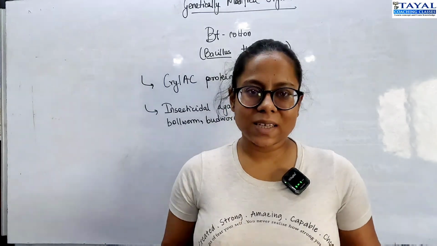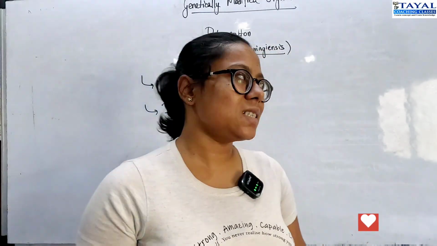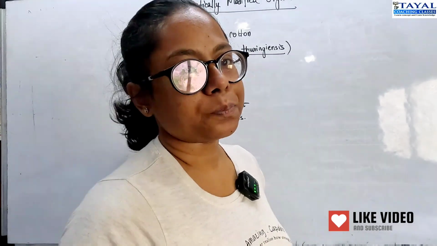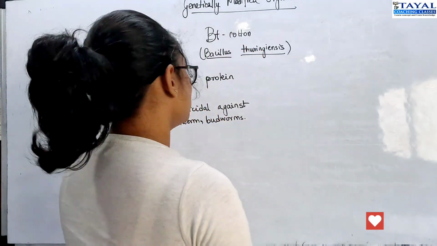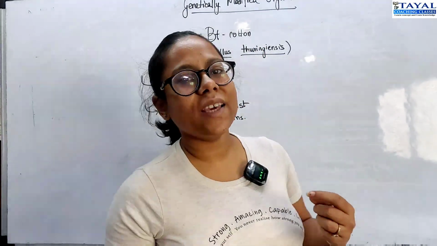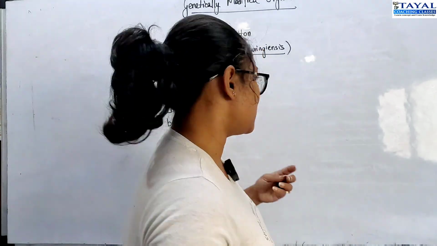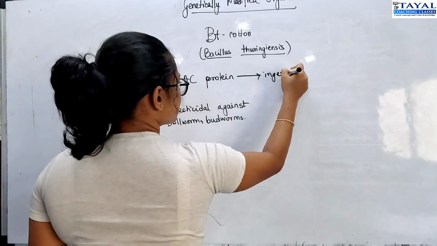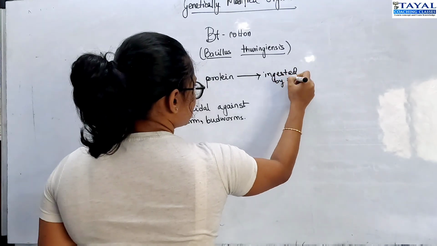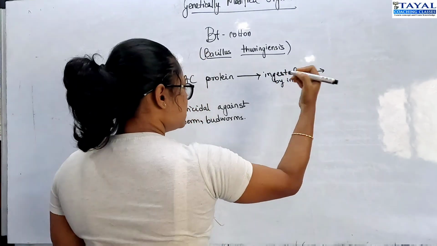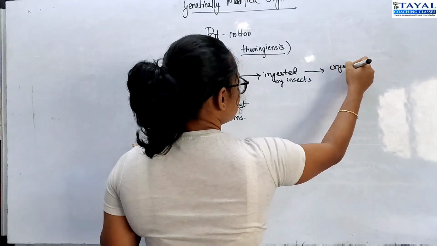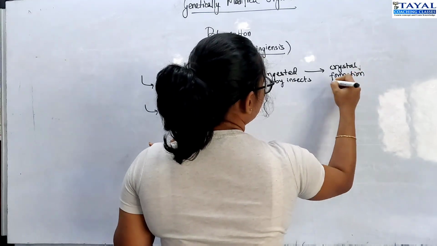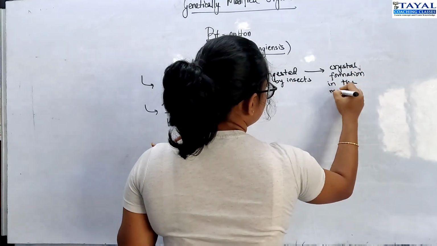One such example is the Bt example. So Bt stands for a soil-borne bacteria known as Bacillus thuringiensis. Now, this Bacillus thuringiensis has a gene which is known as the cry gene, which gives a protein known as the cry protein. This cry protein, when ingested by insects, leads to crystallization or crystal formation in the midgut of the insect.